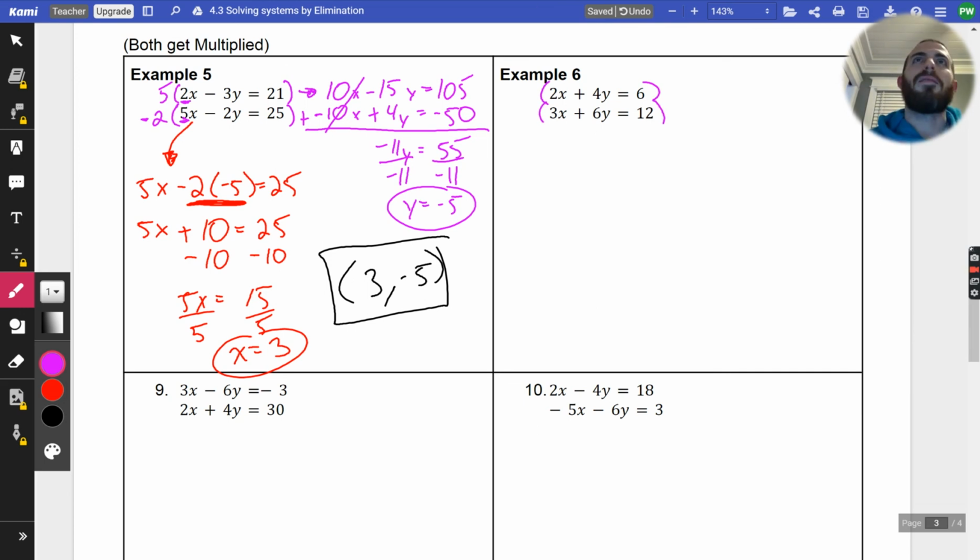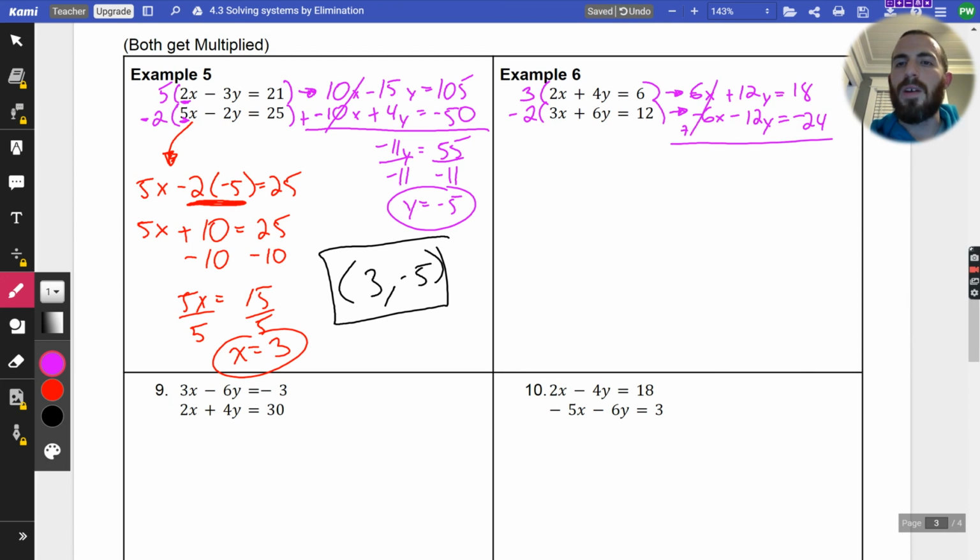So I want to get rid of the x's again. We're going to multiply the top by a 3, right? Because that's the opposite x value. And we're going to multiply the bottom by the 2. Now you make either one of these negative. They just have to have opposite signs so that when we add them, they disappear. So this is going to get us 6x plus 12y equals 18. This is going to get us -6x minus 12y equals -24.